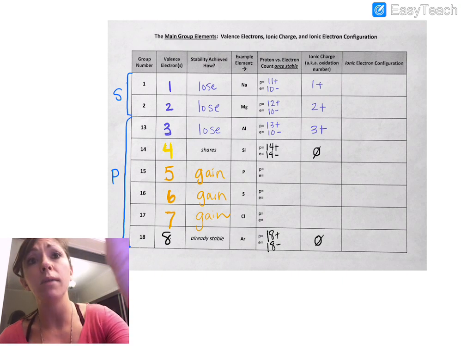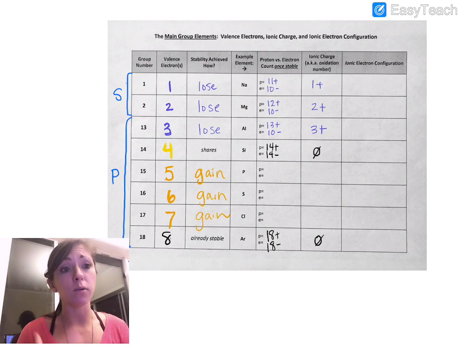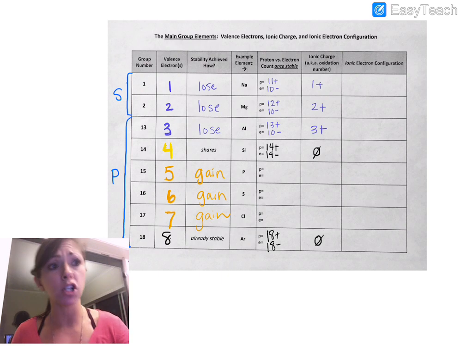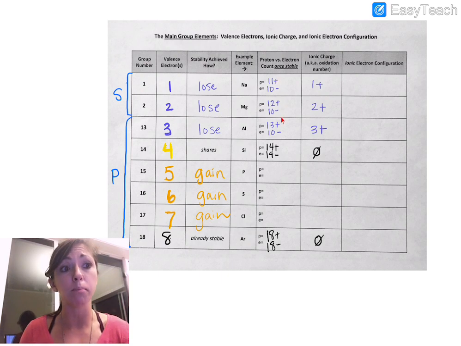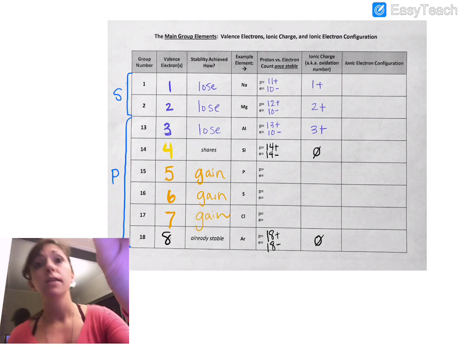Now, when we go to the gainers, all right, we're going to see something different. So the one thing that will never change, and this has been said since the beginning of the year, is the proton count, all right? So the electron count's either going down or up, all right?